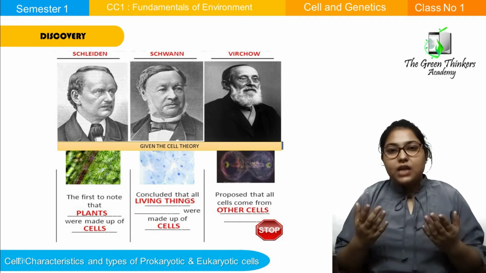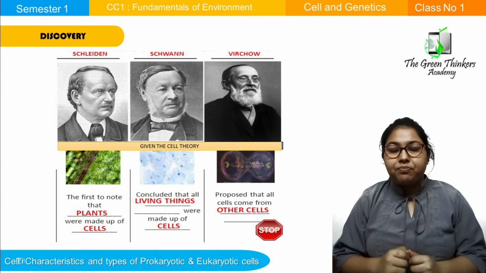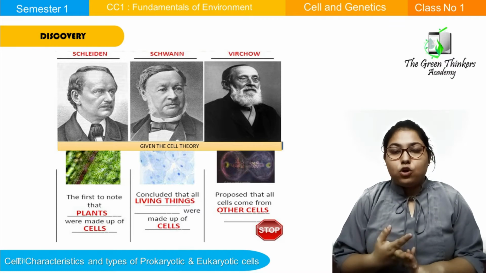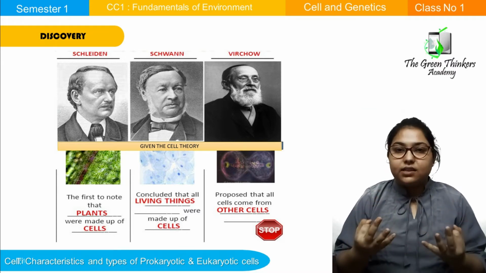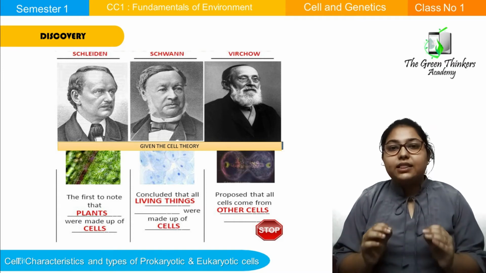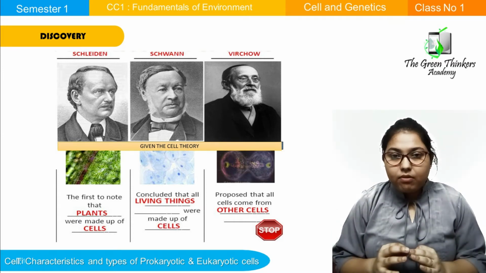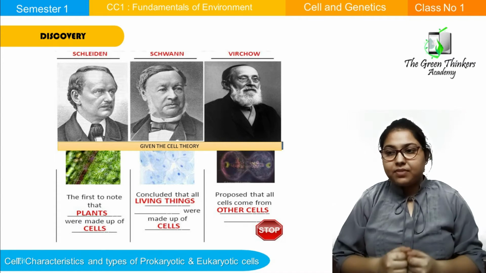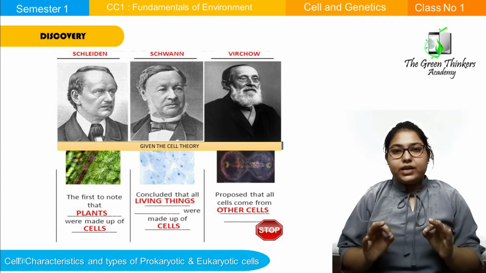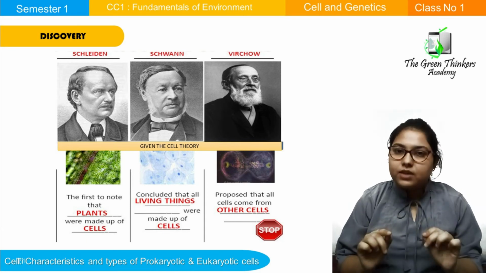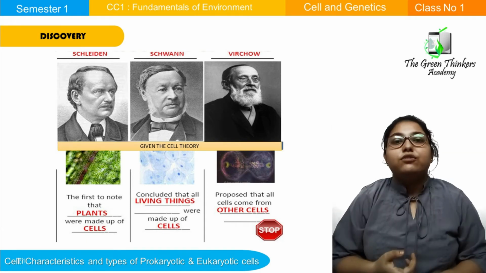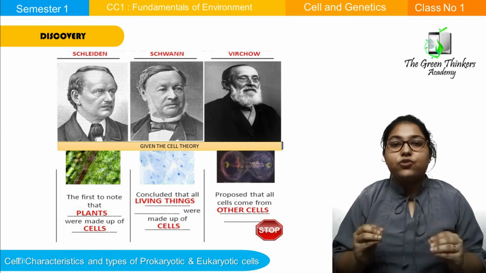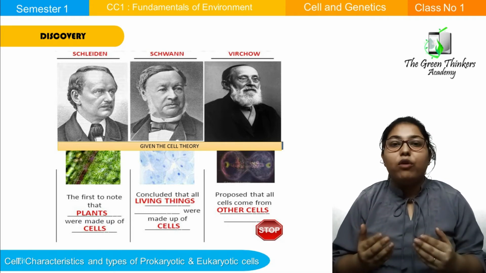Now the contribution of other people in the field of cell theory. It is given by Schleiden, Schwann and Virchow. These are the three eminent scientists who made contributions in the field of cell theory. So what did Schleiden say? He was the first one to note that plants were made up of cells. Then came Schwann. He concluded that all living things are made up of cells. Now the third, Virchow, said that all cells come from cells. That is, basically he tried to explain the replication nature of the cell.